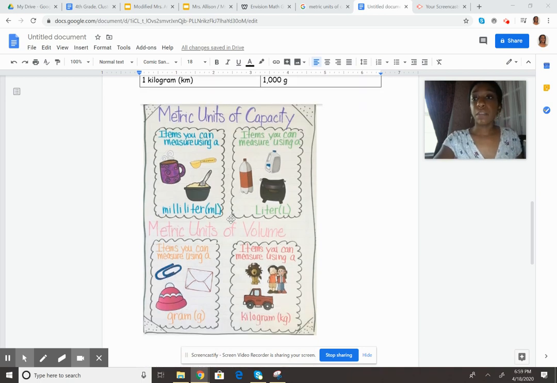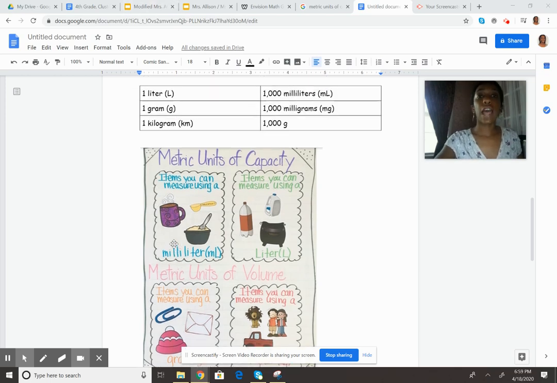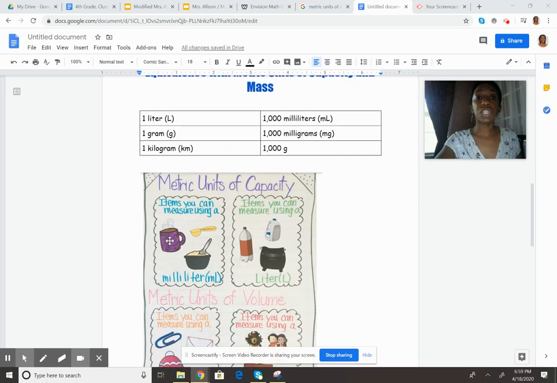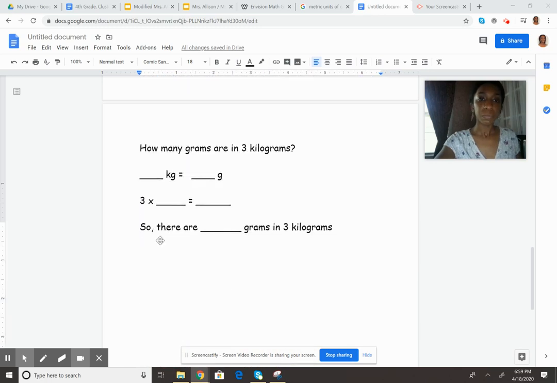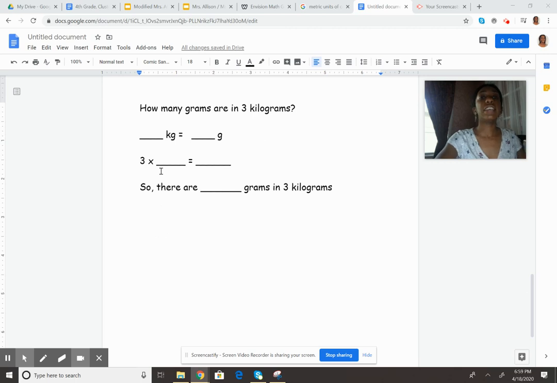So let's go over an example. I know I said earlier that you're going to use the chart in your science to convert some metric units. So here I have a question that says, how many grams are in 3 kilograms? Okay. So I know that 1 kilogram is equal to 1,000 grams. Okay. Again, 1 kilogram is equal to 1,000 grams.